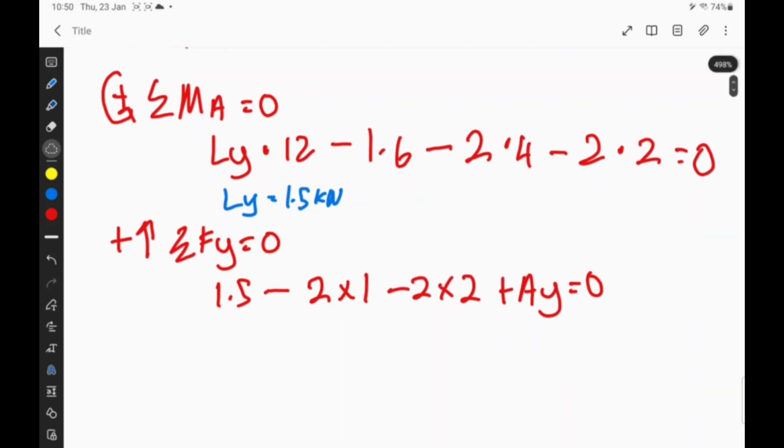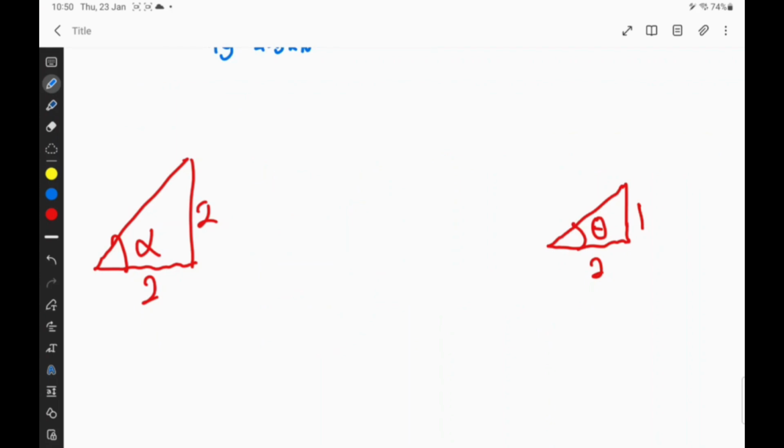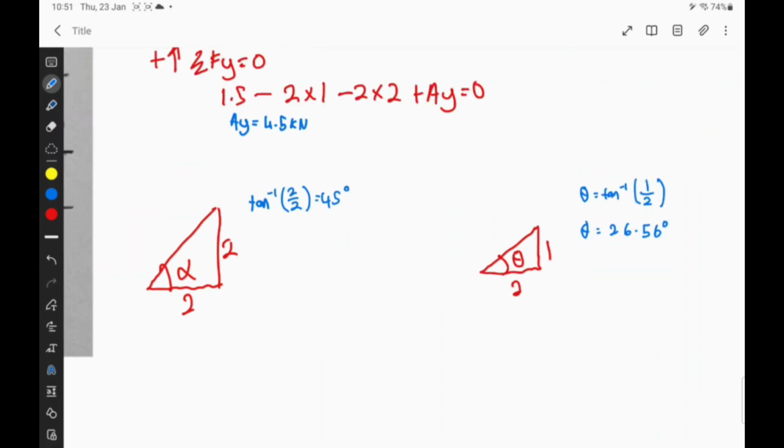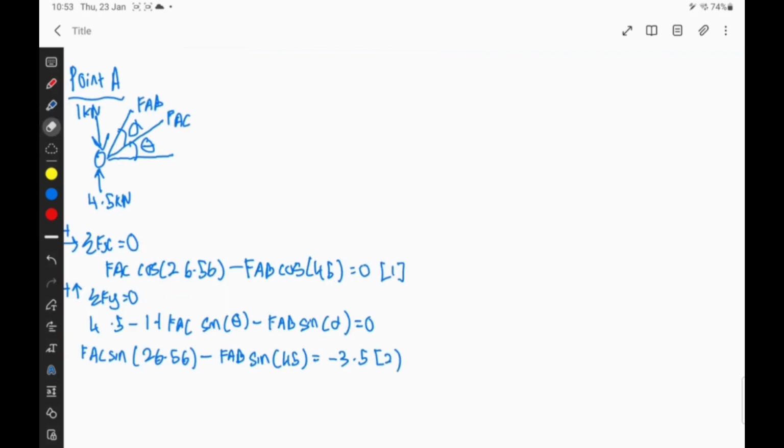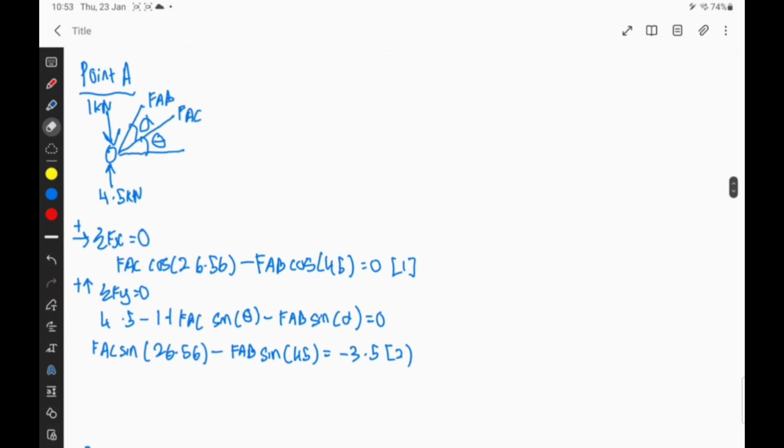So Ay is 4.5 kilonewton. Next, we find delta and tangent. This is how we find delta and theta value. Next, we go to point A. This is the equation for point A.